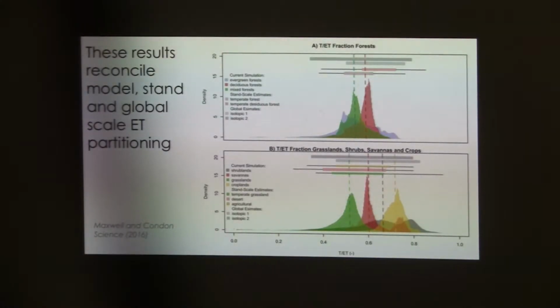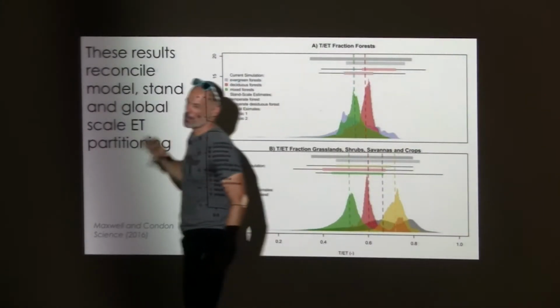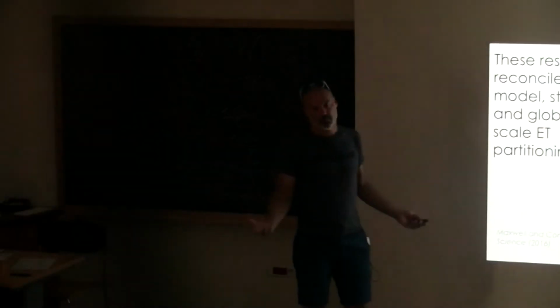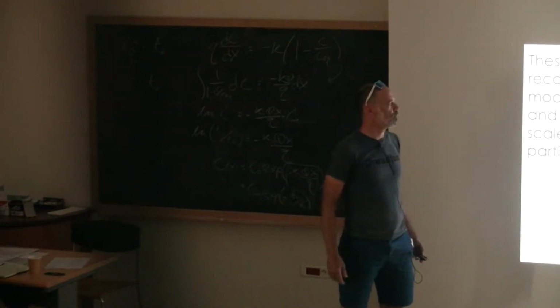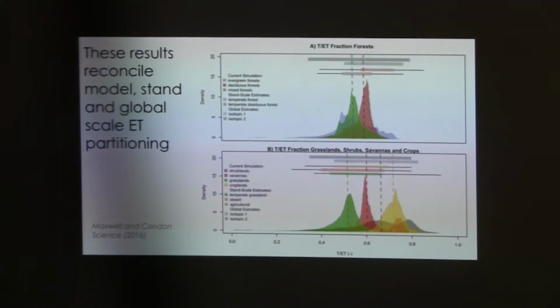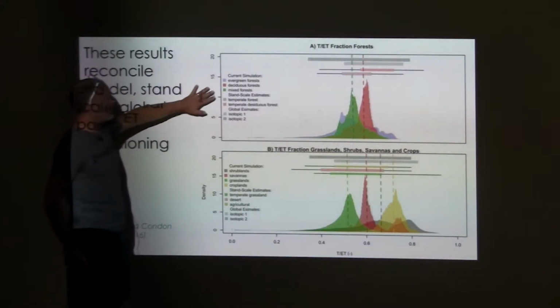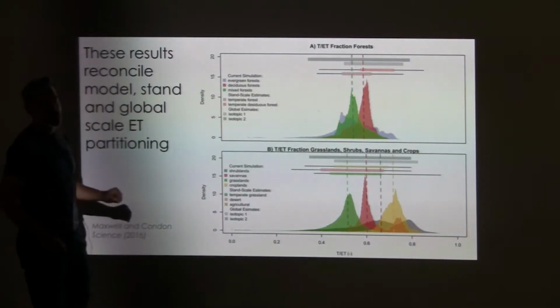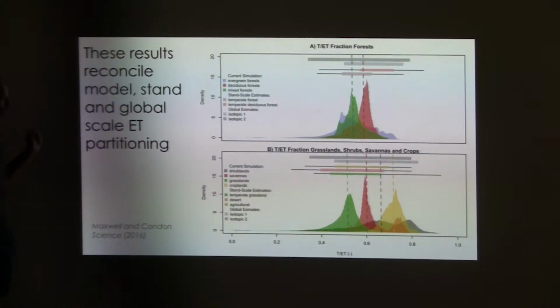Okay, so what does this have to do with ET partitioning? Remember that was my motivation? It turns out you have to actually believe the model before you believe any of these sorts of outputs from it. And so we always get into this segue of how well does the model perform. And if you believe that, maybe you don't, we can now try to understand how the model represents scaling. And what this figure is, these are histograms, PDFs of our simulated T over ET partitioning, broken into basically similar categories to what we saw in the Schlesinger and Jasechko figure earlier.